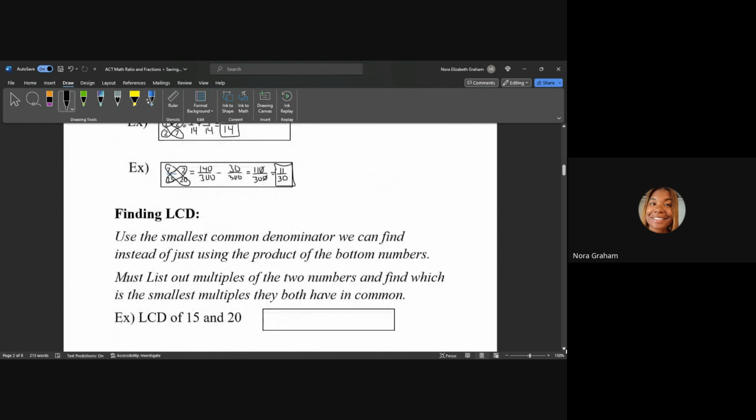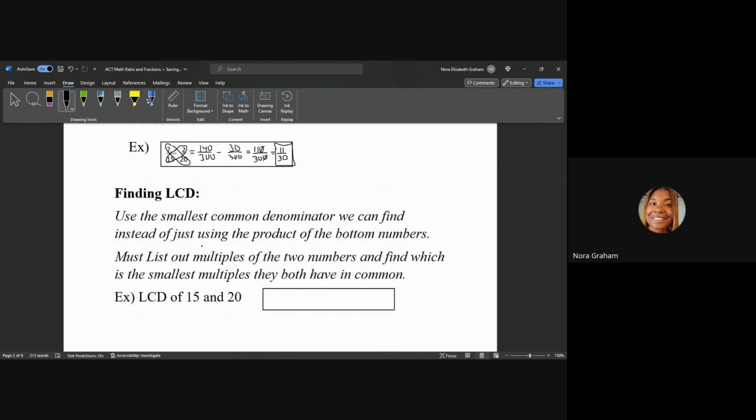Now, here's a quicker way we can do it, finding the least common denominator. Basically, it's using the smallest common denominator we can find instead of just multiplying both of our bottom numbers together. So for this one, I'm just going to list out the LCD for 15 and 20. I'll type this one out because it might be a little bit quicker. So when I list these out, I'm basically just listing out all the multiples of 15 and 20, and then I'm going to circle the least one that they have in common.